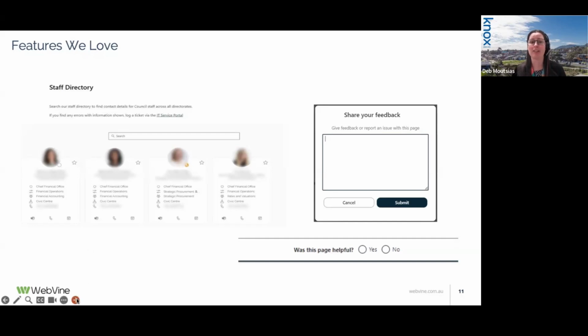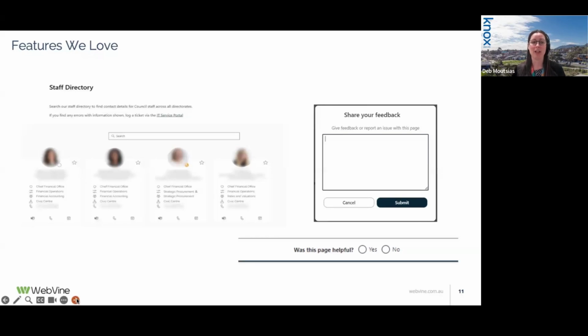The other thing on the screen there is the page feedback. I think that's great. We are capturing the page someone is on when they send us that feedback. So it makes it easy for them to give us feedback from anywhere on the intranet, and also easy for us to understand where they were when they provided that feedback. And that's going to help us with our continual improvement.